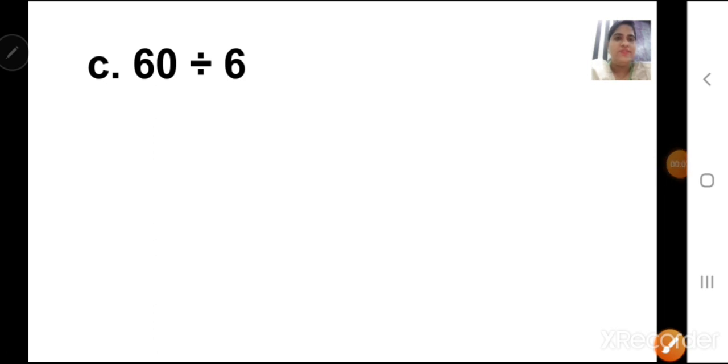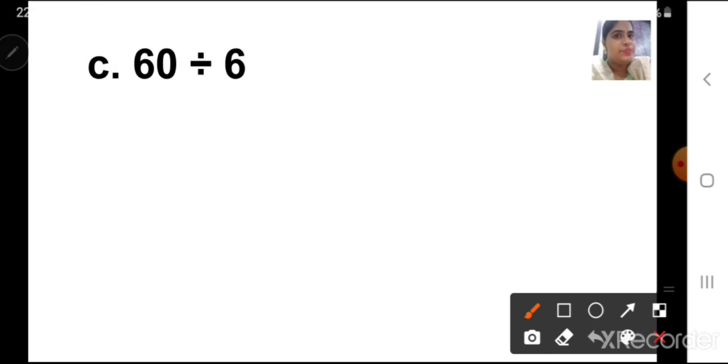Now see the next sum, 60 divided by 6. Children, in A sum and B sum, it was 36 divided by 9 and 64 divided by 8. The first number was smaller than the divisor, so we took two numbers together. But in this case you can see that the first number is 6. It is not smaller, it is equal. So what do we have to do in such a case? First we will draw the bracket. Then we will write the dividend 60 divided by 6. Here we are going to take one number at a time.